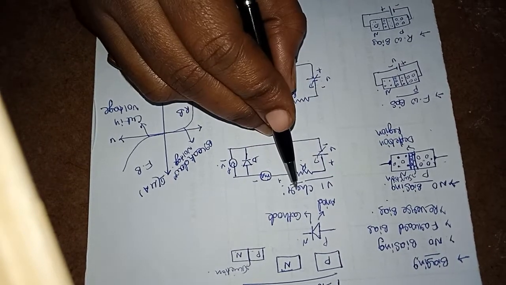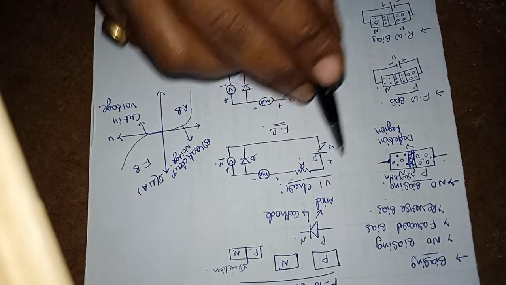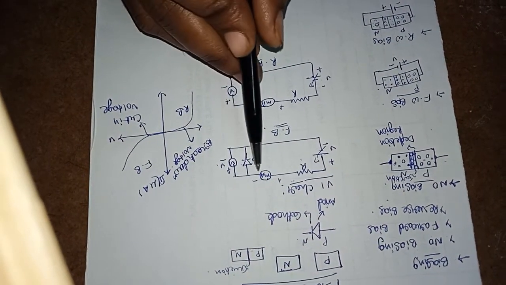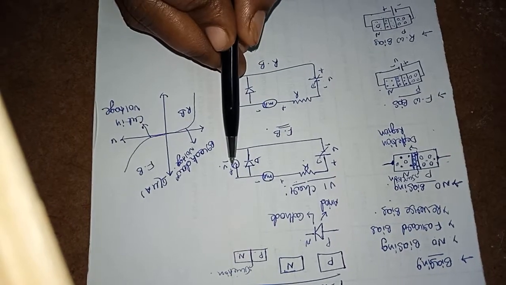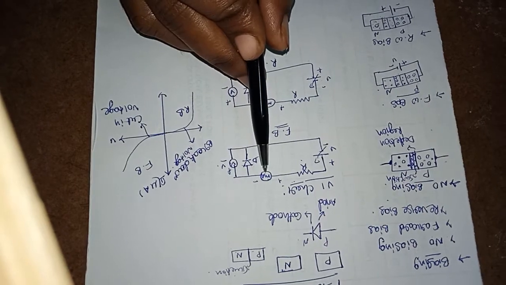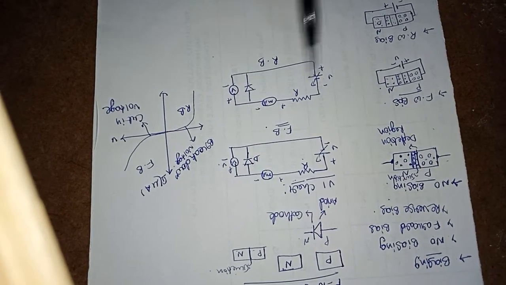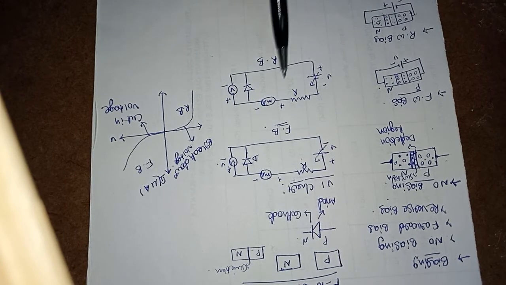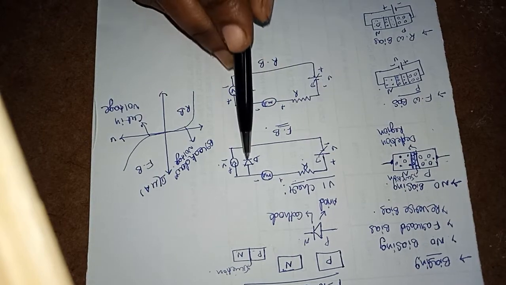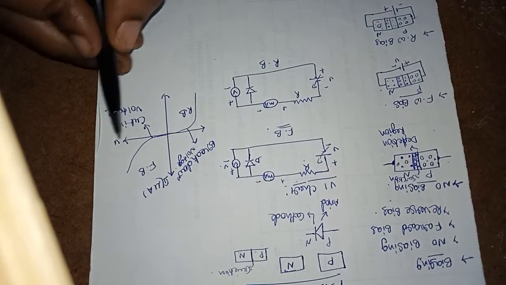So VI characteristics: V for the voltage and I for the current. VI characteristics is nothing but the voltage across the diode versus the current through the diode. This is known as the VI characteristics. So when the diode's anode is connected to the positive terminal of the battery and its cathode to the negative terminal, here it is the characteristics.